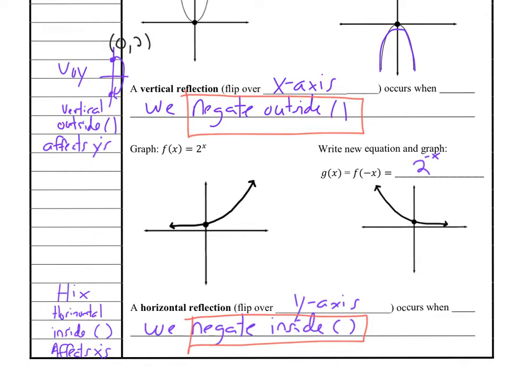So if you take a look at this guy right here, we have 0, 2. When we reflect it over the x-axis, we're using Voy, so it's vertical because the negative was outside the parentheses. It's going to affect the y's. Well, this new point is 0, negative 2. So you can see that the y value is the one that changed. All right, let's move on to the next one.